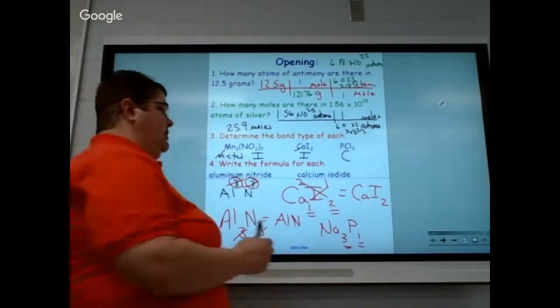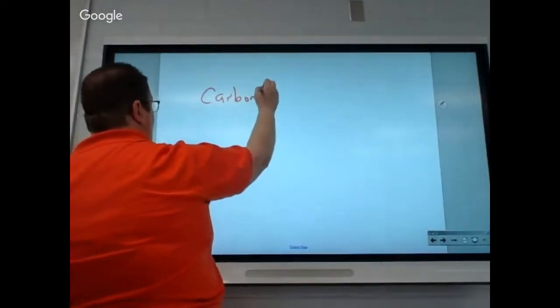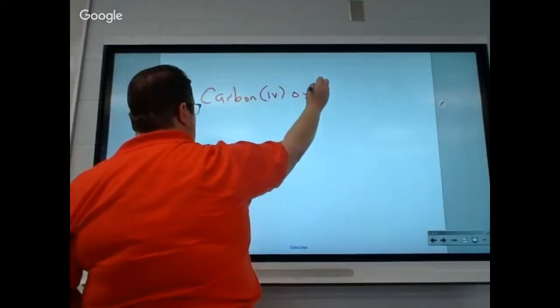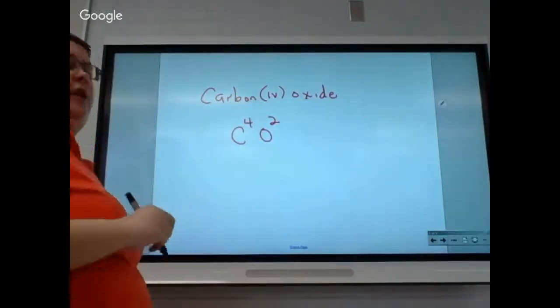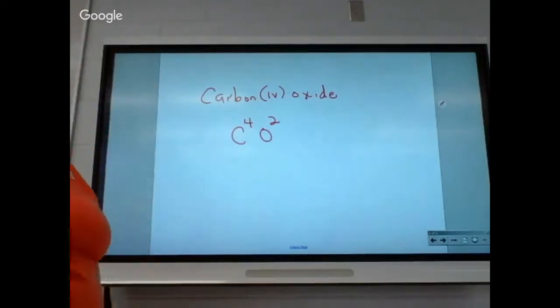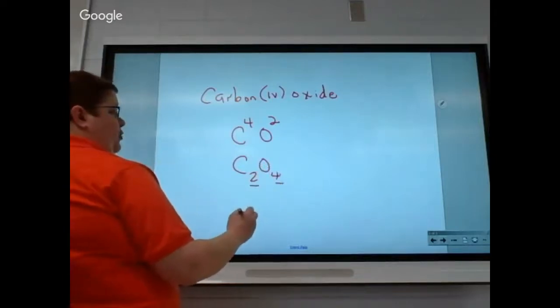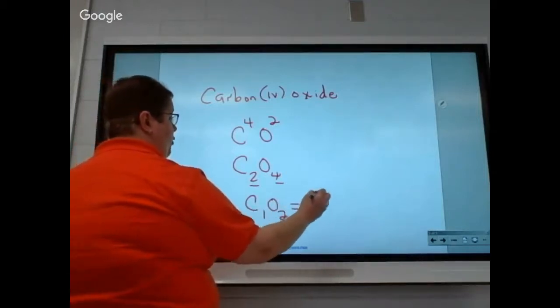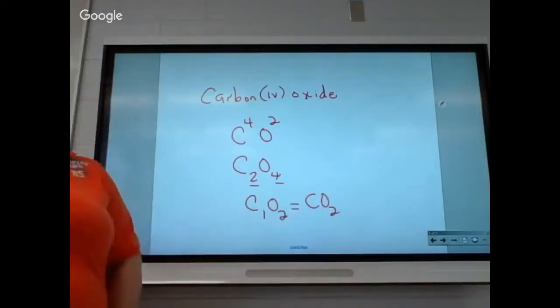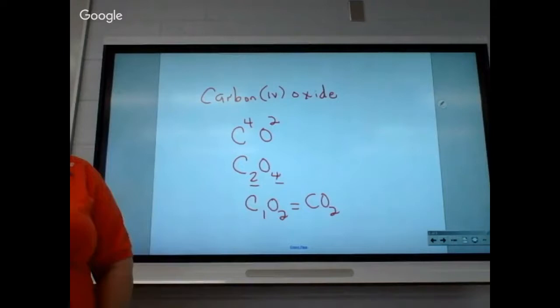Same thing happens if you had something like, let's say you had carbon 4 oxide. All right, carbon would have a 4 and oxygen would have a 2. What's going to happen when you have a 4 and a 2? They're going to reduce. So you wind up with a 2 and a 4, and that 2 and that 4 are going to reduce to what? A 1 and a 2. So you wind up with CO2 as a final answer. That happens sometimes also. Okay? And you'll see more of that as we go through the next couple days. Questions about anything in the opening? All right.